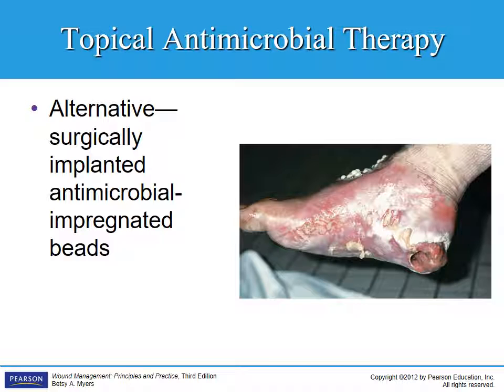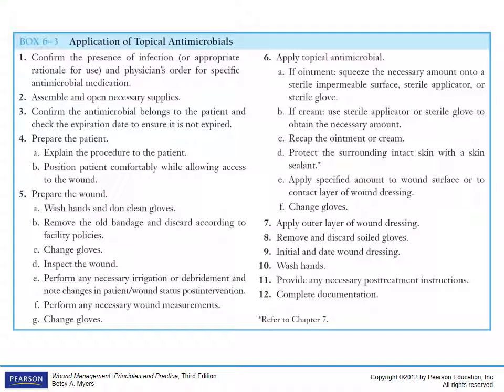So what you can't see here, and by the way, this is an example of fungi right here. All of this white that you see is an example of a fungus on this wound. But these antimicrobial beads that you see here are implanted deep into the wound surgically. So because we can't see the top of the wound, couldn't see that. Okay.